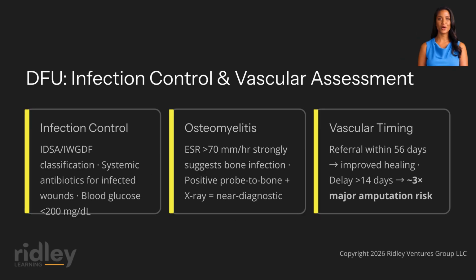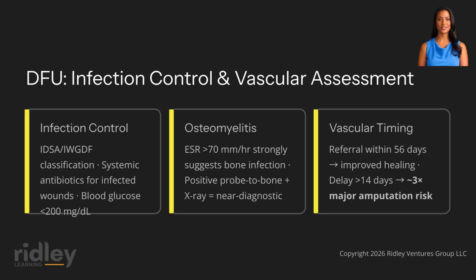Infection control demands prompt identification and classification using the IDSA-IWGDF system. Systemic antibiotics are indicated for clinically infected wounds, and glycemic control with blood glucose targets below 200 mg per deciliter is essential for optimizing host defense mechanisms.